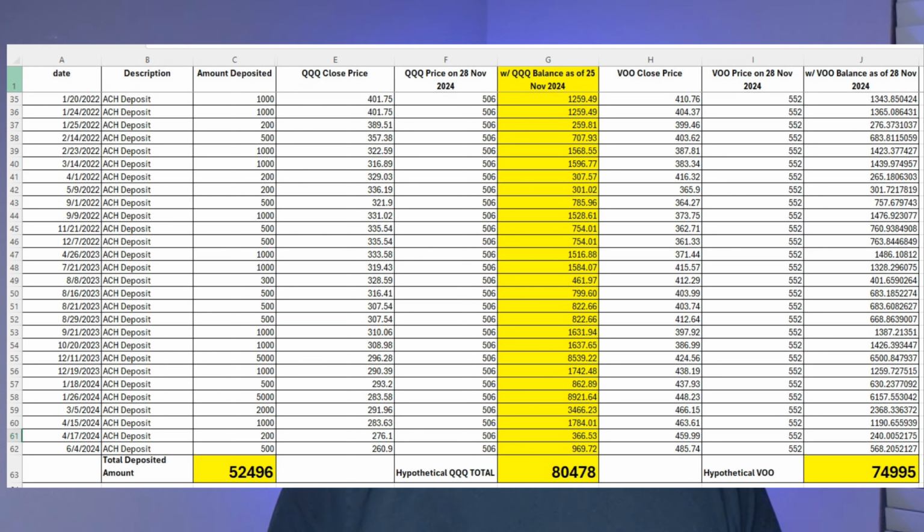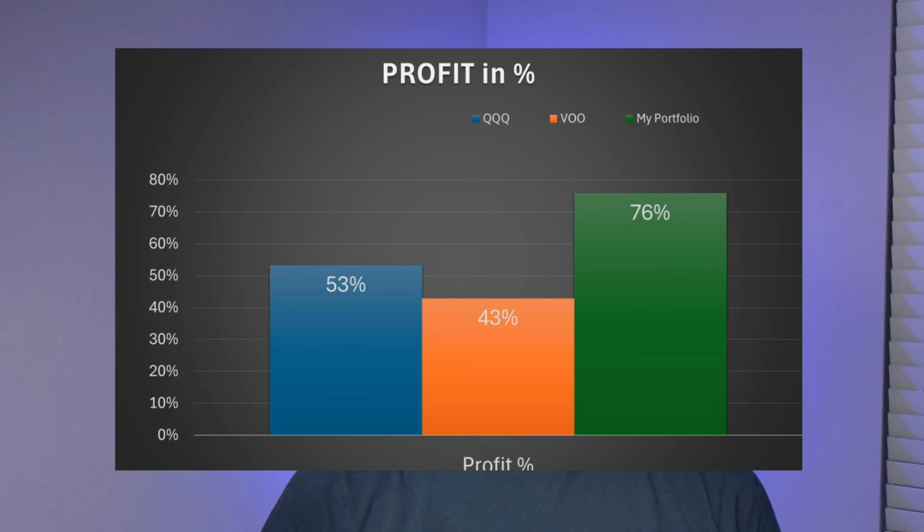So overall, if I had invested the same $52,496 in VOO, I would have had 43% gain. If I had invested all my money in QQQ, I would have had 53% gain. But since I picked some individual stocks, by the way, it also includes crypto, the gain is 76%. So for the past 4 years, I have handsomely beaten VOO and QQQ.